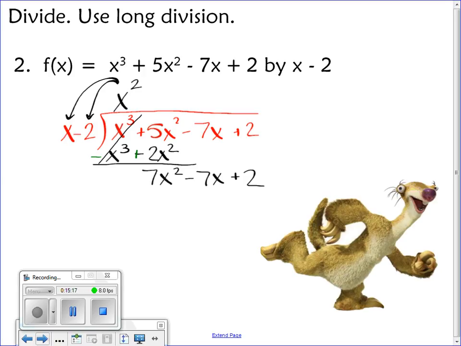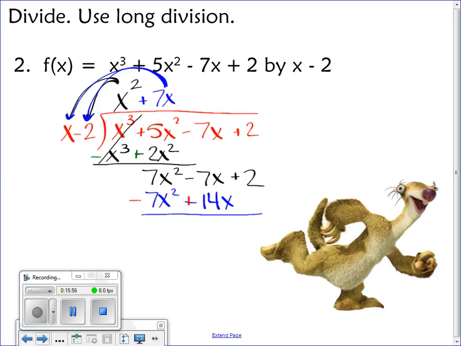And then the whole process starts again. What do you multiply x by to get 7x squared? 7x. A positive 7x. And then what do we do? Distribute. 7x times x, 7x squared. 7x times negative 2, negative 14x. Then what? Change your signs. So that becomes a minus. That one becomes a plus.